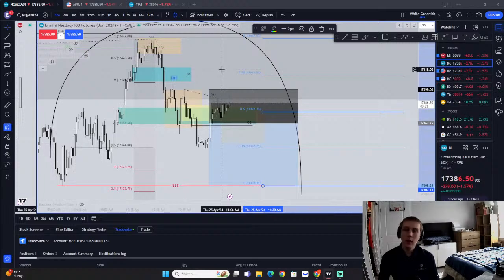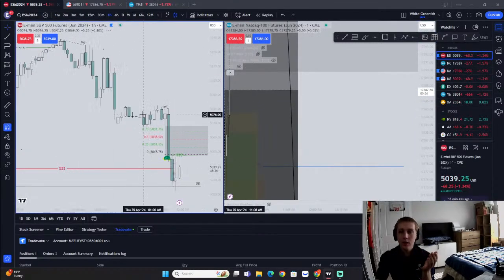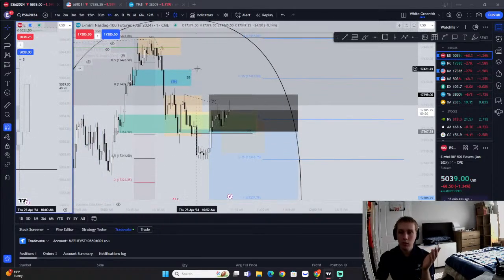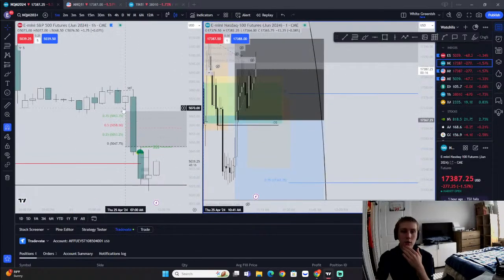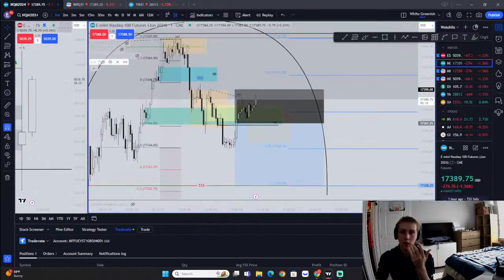The only thing I don't love about this thesis and rationale is the fact that ES is yet to rebalance to the 1 hour fair value gap. But this model is like everything you would want to see. So ES could come back within this hourly fair value gap, which I don't love, but I don't think that we need to on ES.